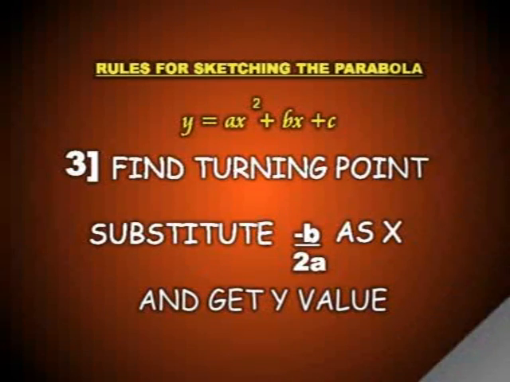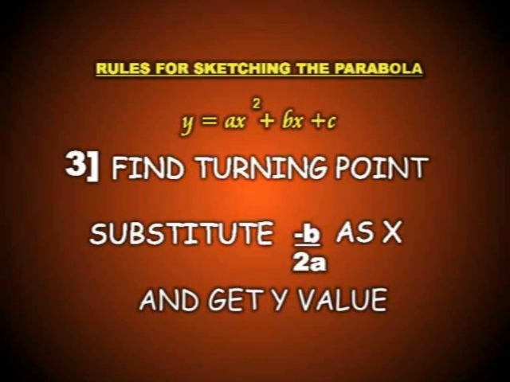Rule number 3, we find our turning point. Our turning point exists where x equals minus b over 2a. So once we've found minus b over 2a, we substitute that into every x value and we find our corresponding y value. Notice that our turning point has 2 coordinates, as do all points on a graph. The x value is the axis of symmetry and the y value is the y value when the x value of the axis of symmetry is substituted into the equation.